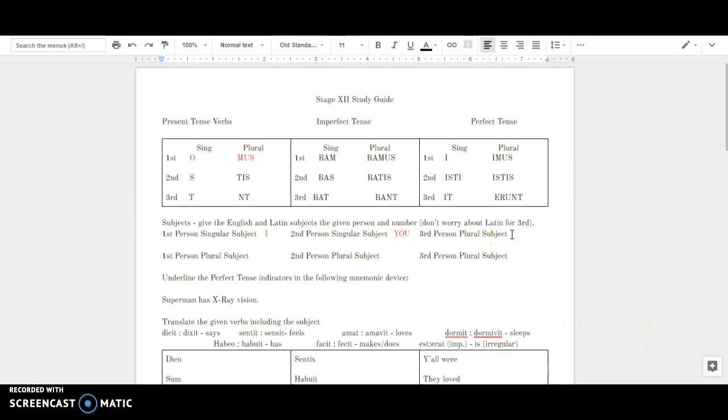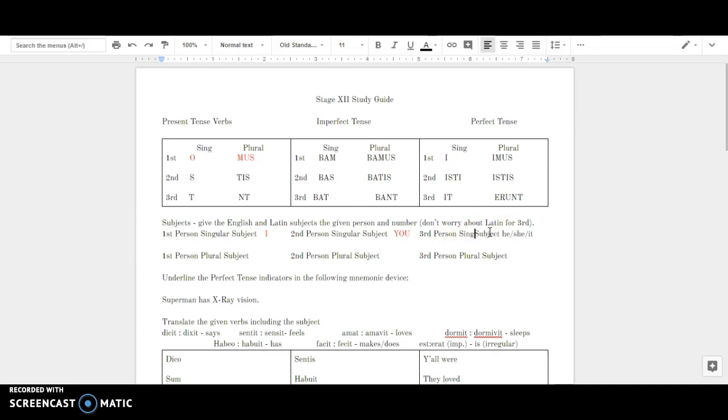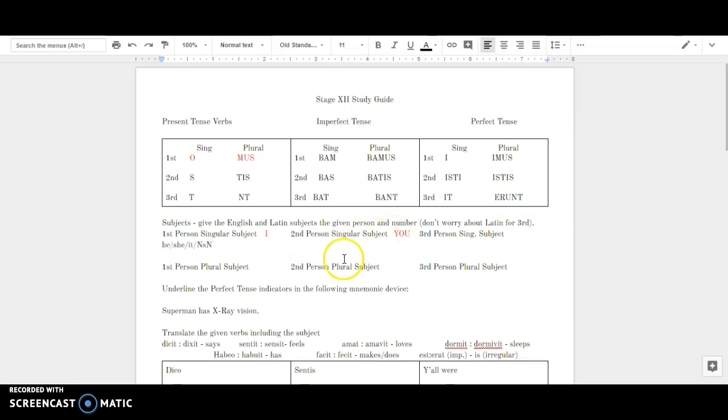Third person singular. Okay. And this will be he, she, or it. Or, as we talked about earlier, a nominative singular noun. That'd be t, bat, or it. If it ends with any of those, then that's your subject.